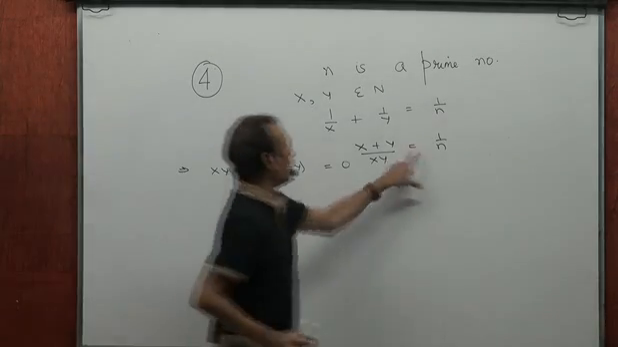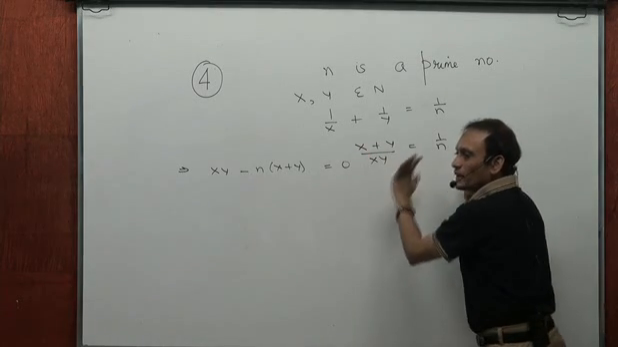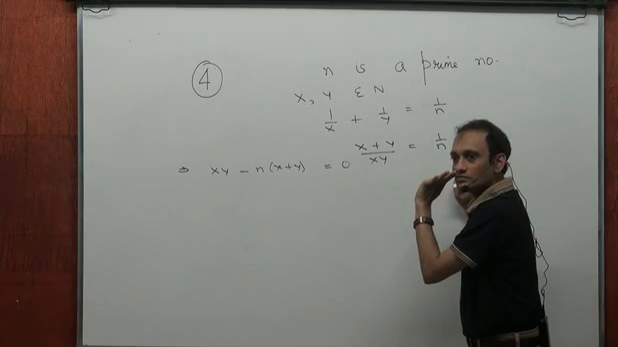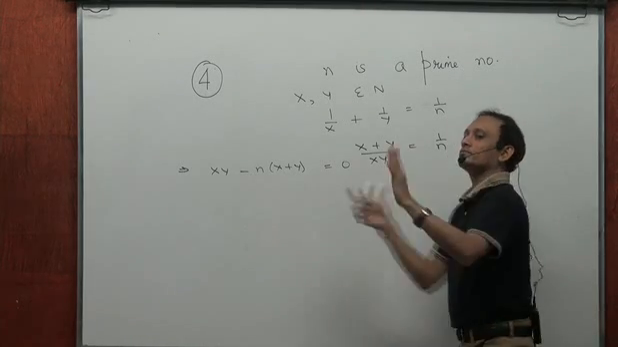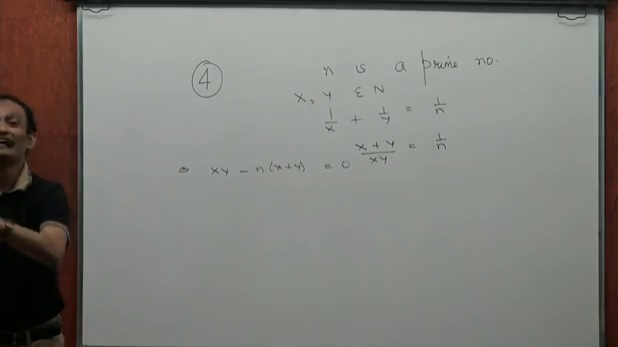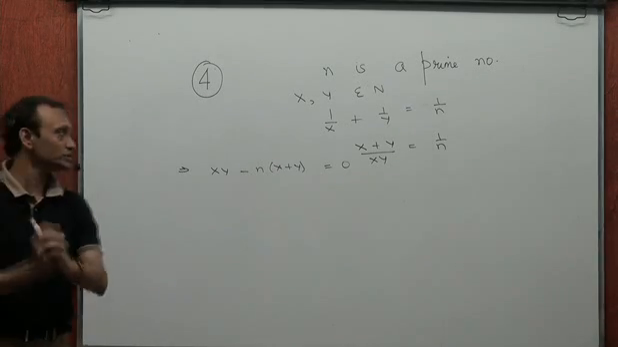See, xy minus n into x plus y is 0. How's that? Bothers you? Very good, brilliant. Give him a hand, please. And I'll tell you why he thought so, but I really like the way you think, Ishan. Very good.